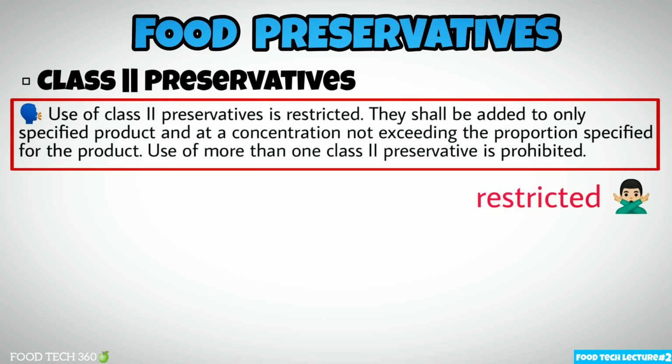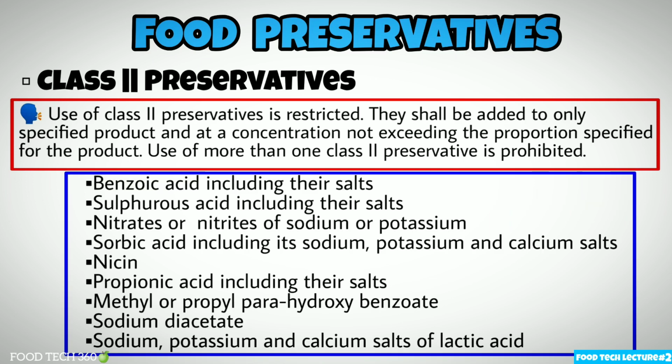Use of Class 2 preservatives is restricted. They shall be added to only specified products and at a concentration not exceeding the proportion specified for the product. Use of more than one Class 2 preservative is prohibited. Some of the examples are benzoic acid, sulfurous acid, sorbic acid, niacin, propionic acid, methyl or propyl para-hydroxybenzoate, sodium diacetate, sodium, potassium and calcium salts of lactic acid.